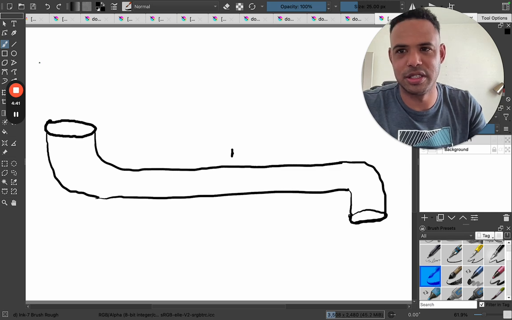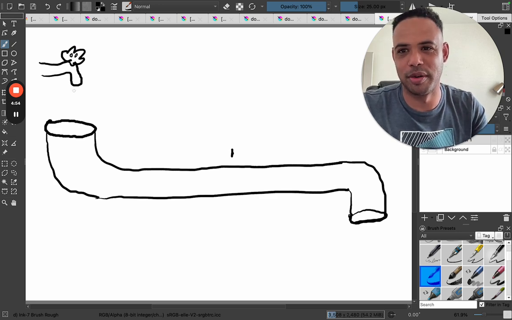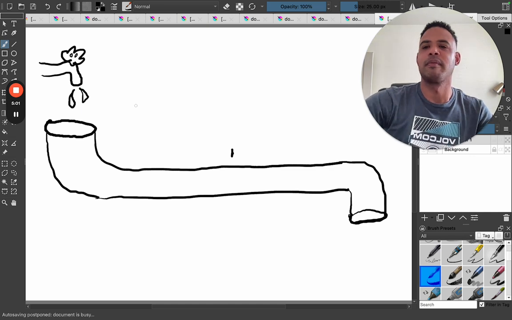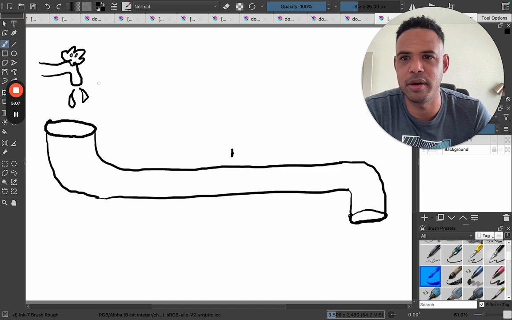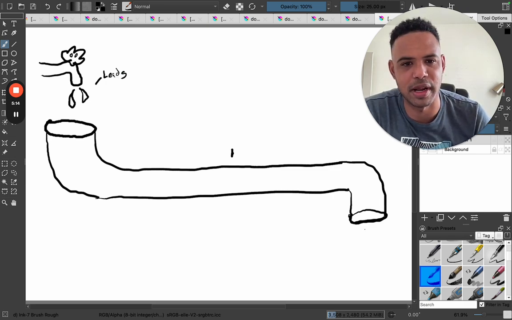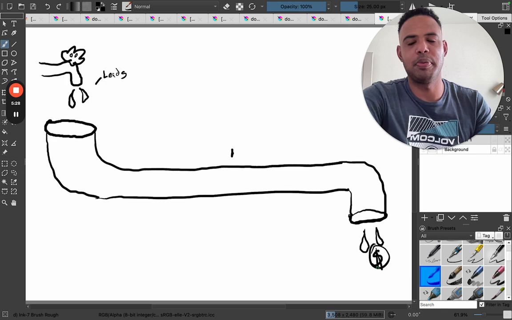And then we have this water spigot, the kind that are outside by your garden hose. This is the handle that turns the water on. And this is how you know, oh yeah, water comes out of there, drops of water. So for our business process, this is where the water is leads, right? Leads. And what comes out the other end of this pipe, when the water comes out the other end, you have sales, money, okay?